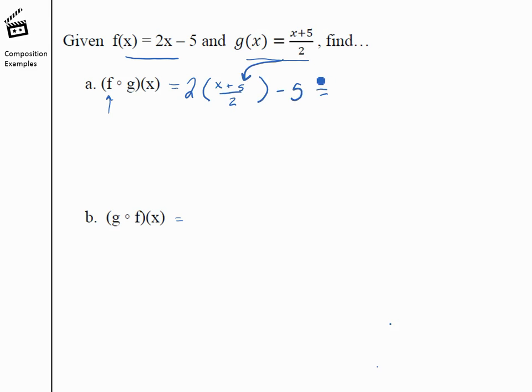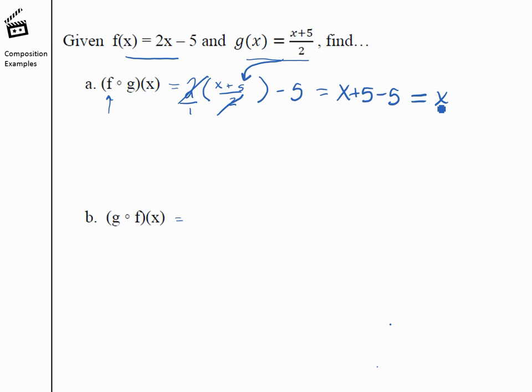Now the first thing we can see is that this is like 2 over 1. So we have this 2 in the numerator, 2 in the denominator. Those are going to cancel out. So we have x plus 5 minus 5. And we know that plus 5 and minus 5 is 0. So we just get x.